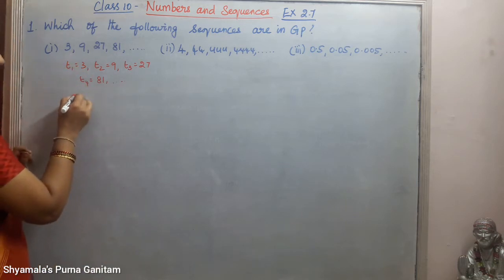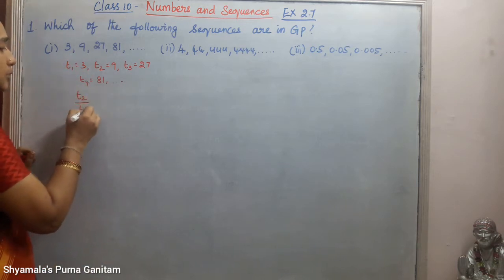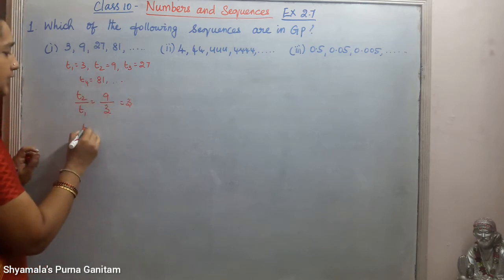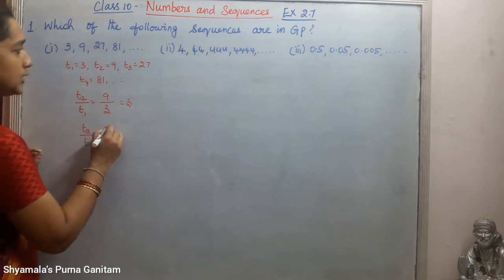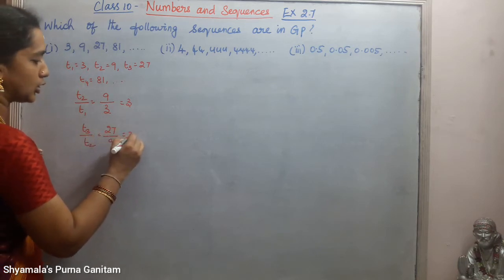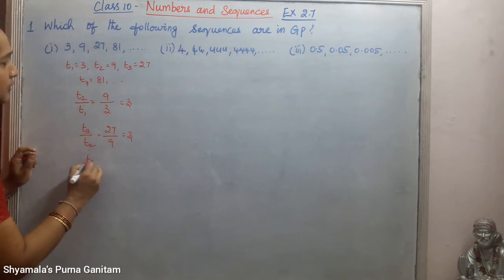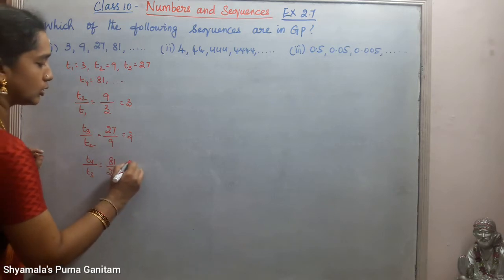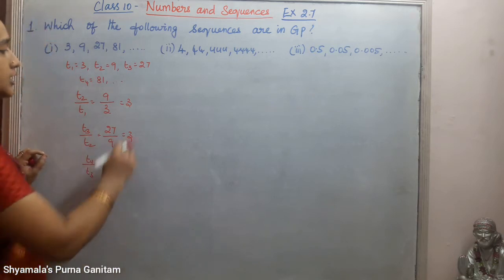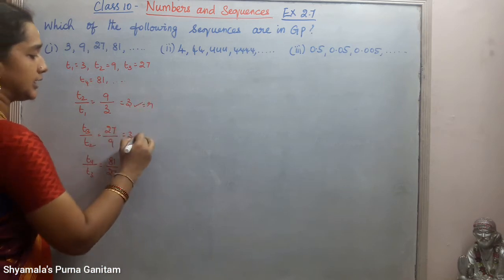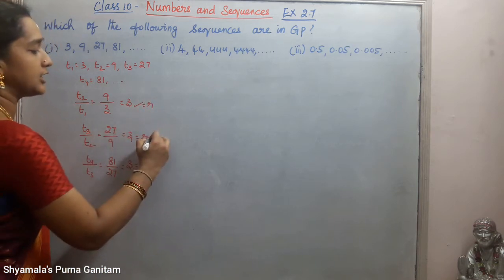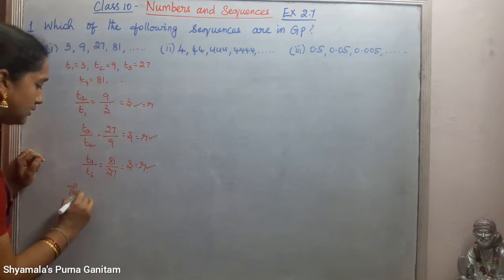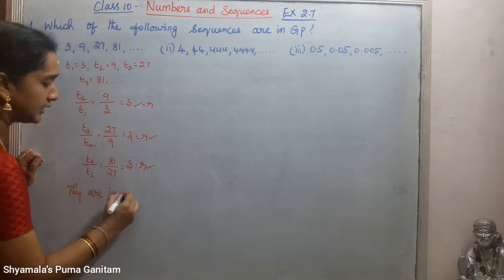If we want to find the ratio, first we will find T2 by T1. T2 is 9 by 3, 9 by 3 is 3. Then T3 by T2 is equal to 27 by 9, so that is also 3. Then T4 by T3, that is 81 by 27, so that is also 3. 27 3s are 81. So all the ratios between the terms are the same here. So the given sequence is in GP.